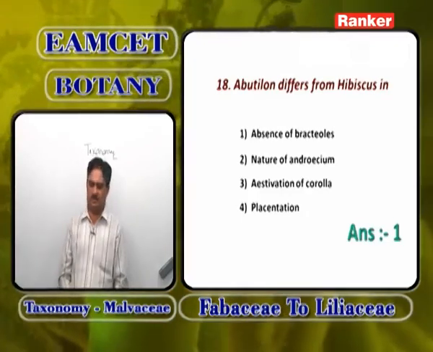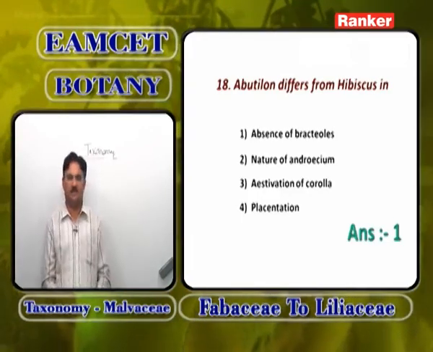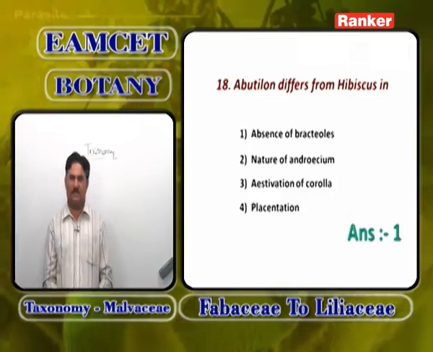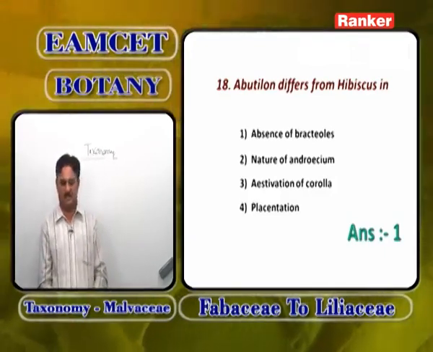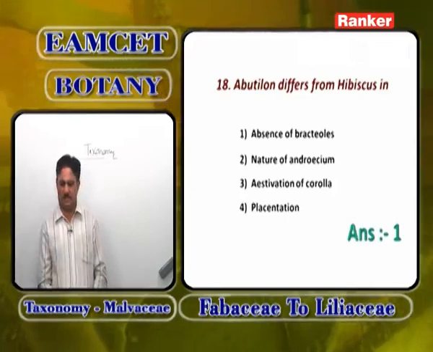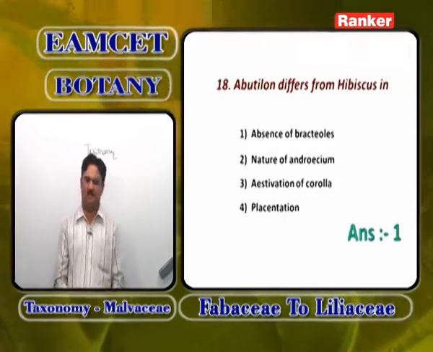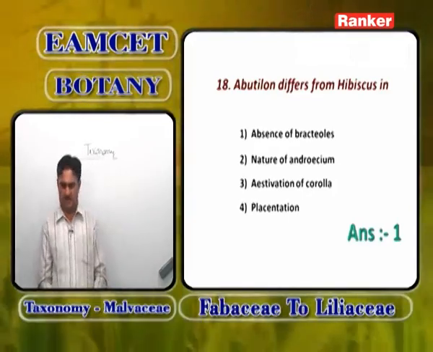Abutilon does not show bracteoles, that's why Abutilon is said to have epicalyx absent. But hibiscus clearly shows epicalyx, so bracteoles are present. So Abutilon differs from hibiscus in the absence of bracteoles.